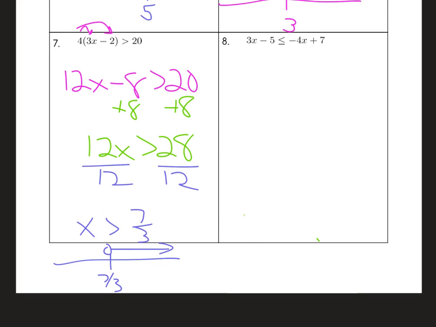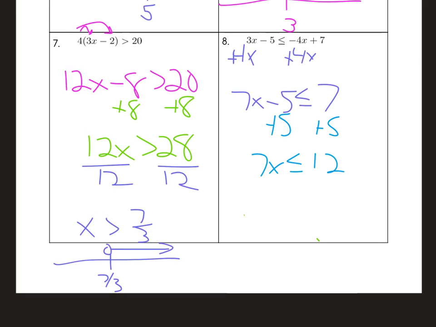Now, that was one way to do it. Here's another way. Maybe I add 4x to both sides. This is the way I would prefer to do it. 7x minus 5 less than or equal to 7. Let's go ahead and add 5 to both sides. 7x is less than or equal to 12. And then divide by 7. So x is less than or equal to 12 sevenths.